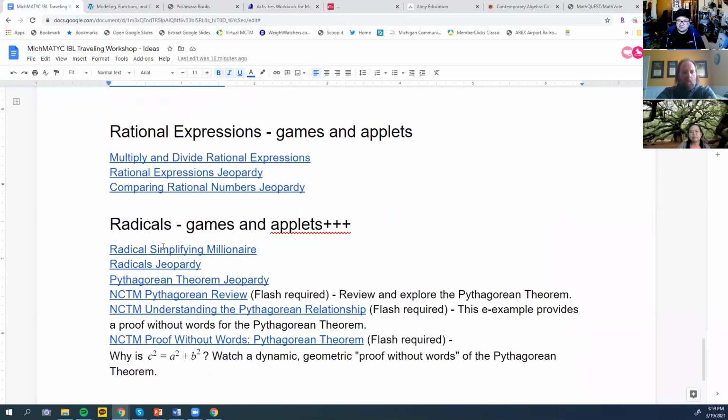And then I put some, why does it say plus plus plus? I don't know why it says that, but then I also put some links here to games and applets that I found in the past for these topics of rational expressions, rational equations, and radicals. So I guess that's it.